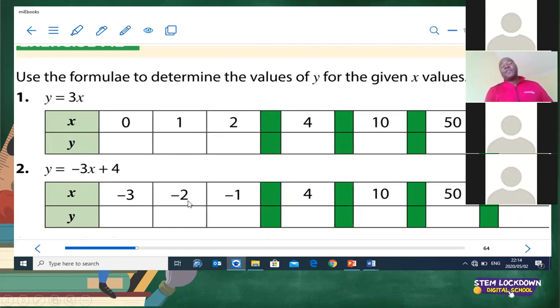And when x is -2, you will have -3 times -2, which is 6. And 6 plus 4 will give you 10. So I've worked out the first two for you. The first one: -3 times -3 is 9, and 9 plus 4 is 13. The second one, if x is -2, then you have -3 times -2, which is 6. And 6 plus 4 gives 10.